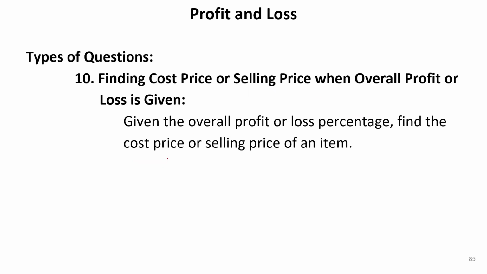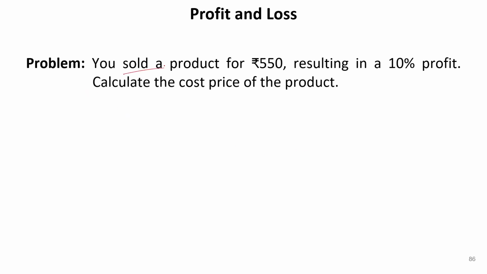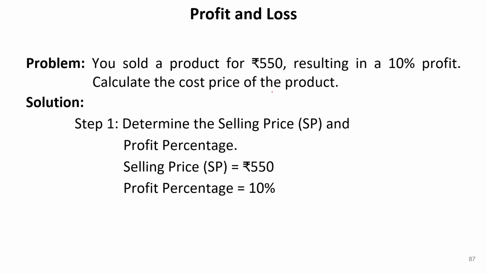So let's see the 10th kind of problem: finding cost price or selling price when the overall profit or loss is given. Given the overall profit or loss percentage, find the cost price or selling price of an item. So let's see a problem. You sold a product for 550 rupees, resulting in a 10% profit. Then calculate the cost price of the product.